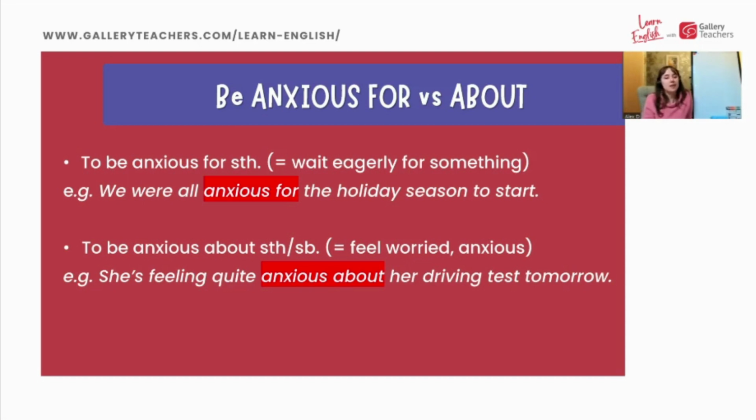Whereas we have to be anxious about something or be anxious about somebody, that's to feel worried or anxious again, right? For example, she's feeling quite anxious about her driving test tomorrow. So it doesn't mean she's waiting eagerly or excitedly, right? It means that she's worried about this. Be careful with the distinction between those two. So that's be anxious for and be anxious about.